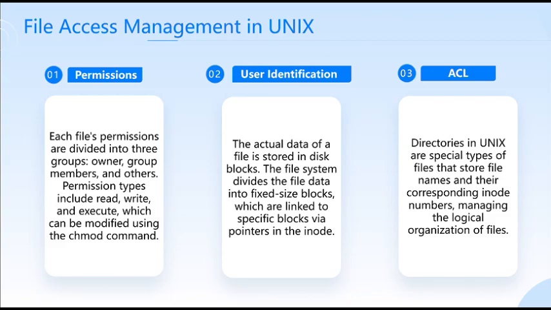And then is file access management in Unix. First is permission. File permissions are categorized for owner, group members, and others, including read, write, and execute, modifiable via command. And then is user identification. Unix manages access via user ID and group ID. And then is ACL, access control list. Unix supports ACLs for granular permission control over files and directories.